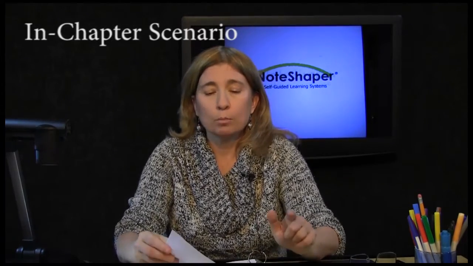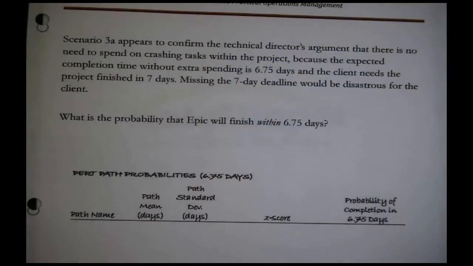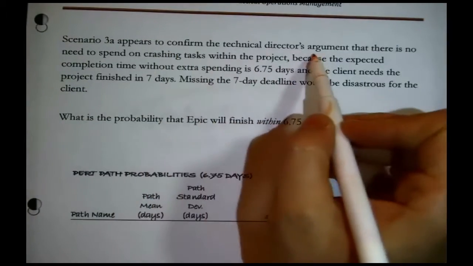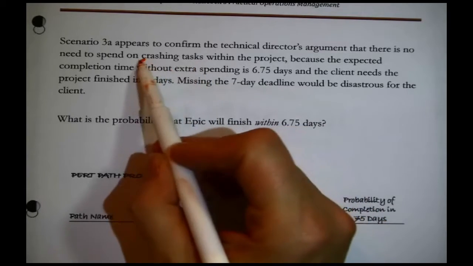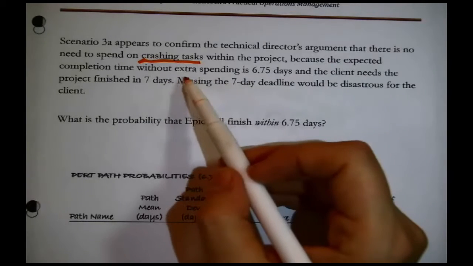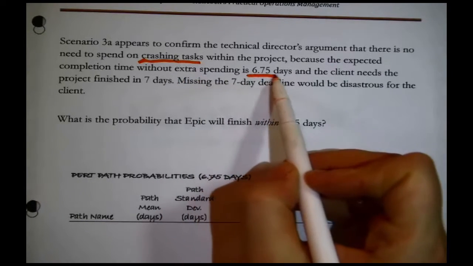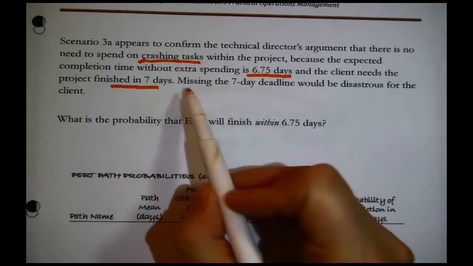When we're not certain how long tasks will take, PERT analysis allows us to gauge the risk associated with any given deadline. You can see that in this scenario. Scenario 3A appears to confirm the technical director's argument that there is no need to spend on crashing tasks, that is to say, getting them done in a hurry, within the project because the expected completion time without extra spending is 6.75 days, and the client needs the project finished in 7 days.